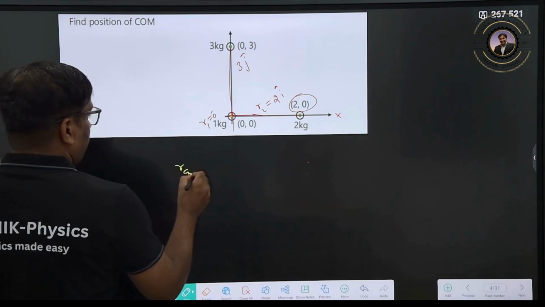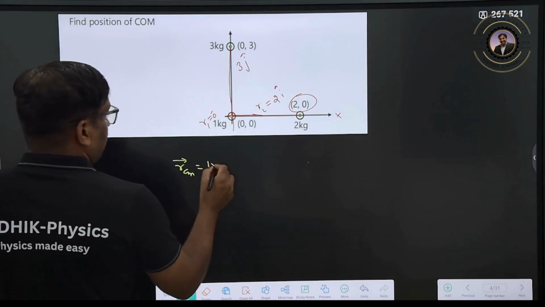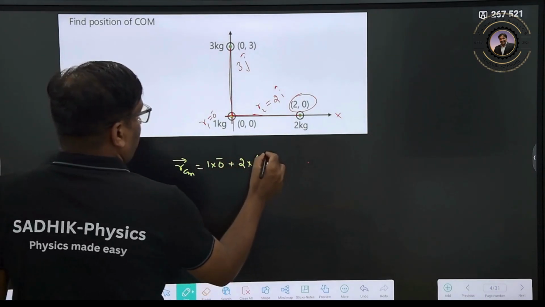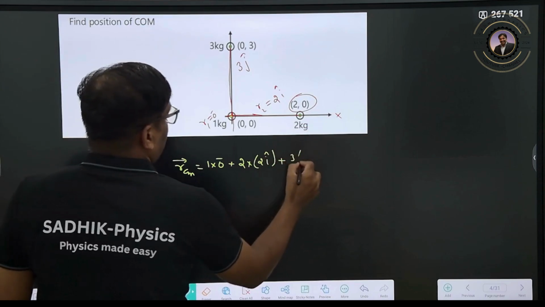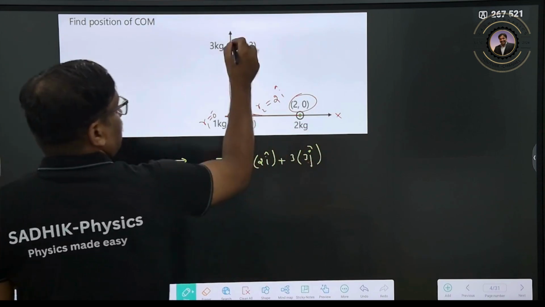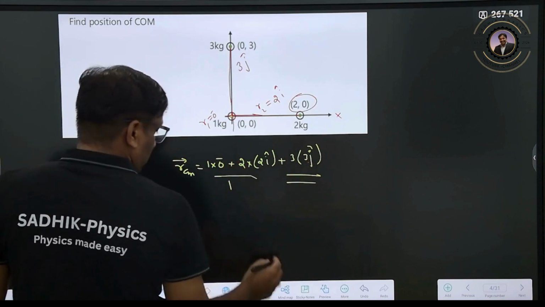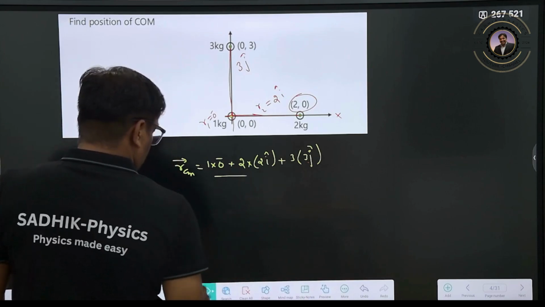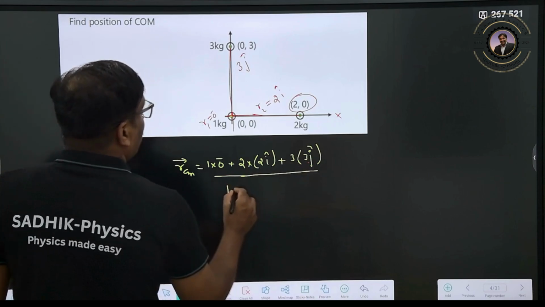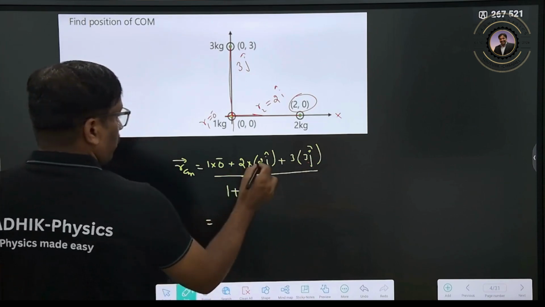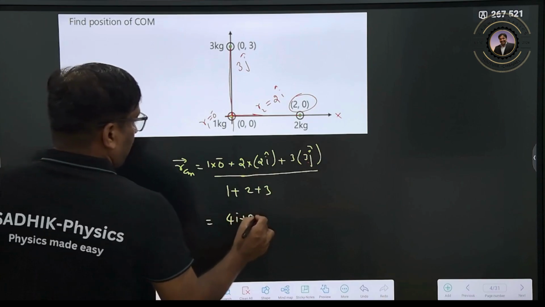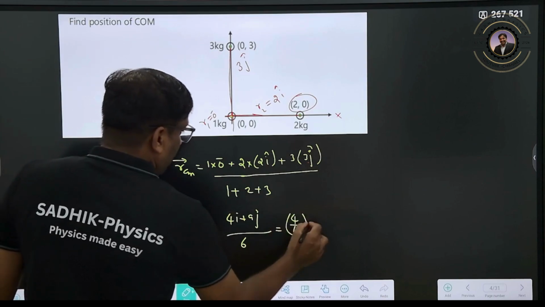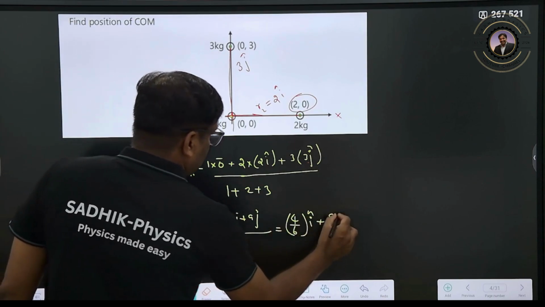Therefore RCM you can write down, this is 1 kg at 0 vector plus 2 kg into 2 i cap plus 3 kg into 3 j cap, divided by 1 plus 2 plus 3. So how much will it be? 4i plus 9j divided by 6. Therefore 4 by 6 i cap plus 9 by 6 j cap.